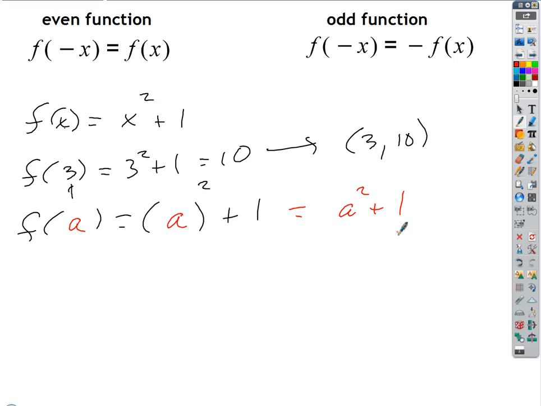What if I want to do something even more bizarre? Now this is going to seem really strange, but all you do is follow the rule. What if I want to put in something like a plus b? What do I get back? I get back a plus b, quantity squared, plus 1.